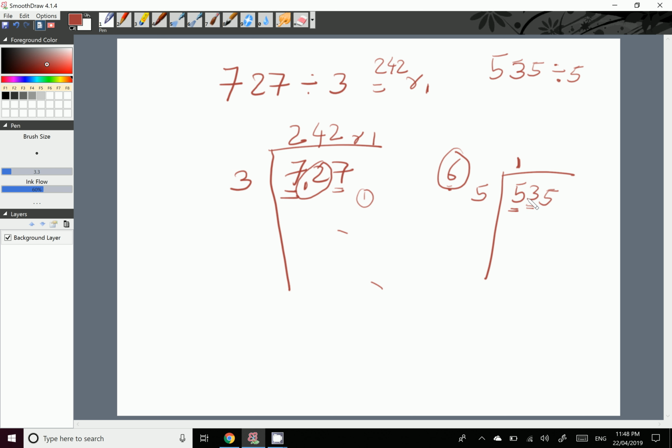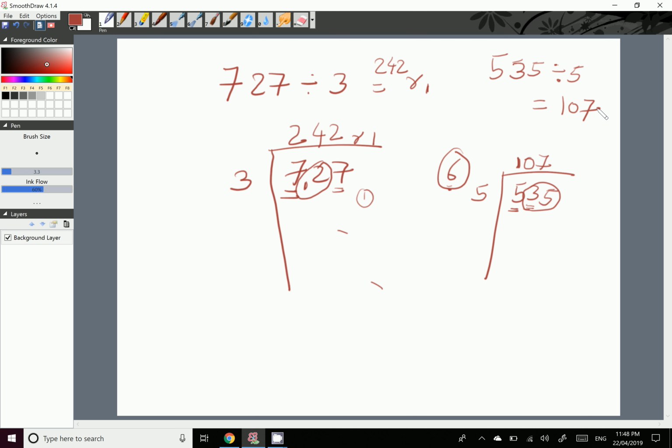Now my 3 is smaller than 5, so we follow the same rule. I can't divide my 3, so I have to put 0. Now I can take two numbers together because I put the 0. 5 times 7 is 35. So if I try to divide 535 by 5, my answer would be 107.